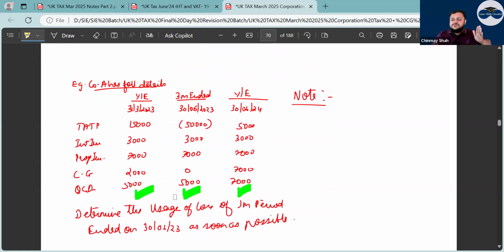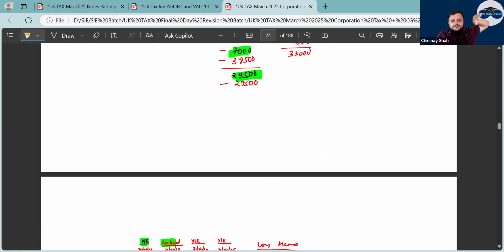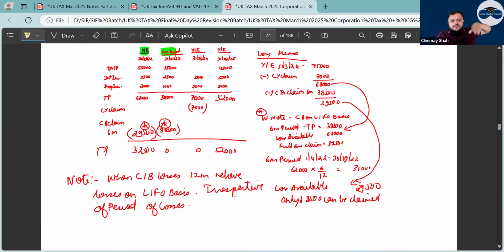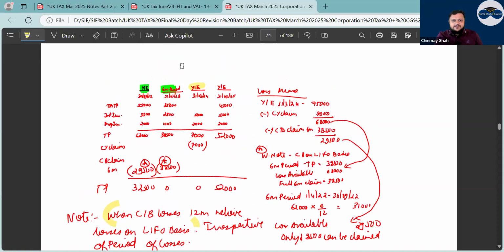Then whenever you go back, now see, irrespective of the loss making period, when you carry back, you can carry back 12 months. Correct? And carry back 12 months on what? Tell me, LIFO basis or FIFO basis? Have a look. When carrying back losses 12 months, relieve losses on LIFO basis. So from here, this is the loss making period, you carry back first this 6 months, correct, and then this 6 months. From this 12 months, you take only 6 months worth of profit, or whatever loss is remaining, whichever is lower, you will decide that.